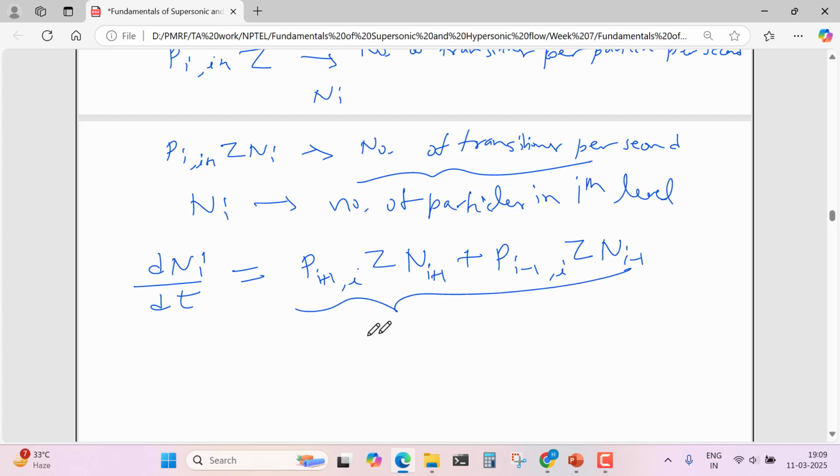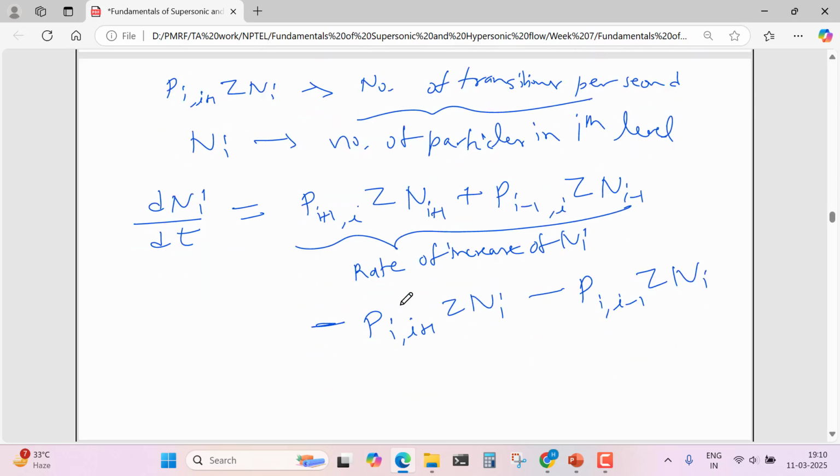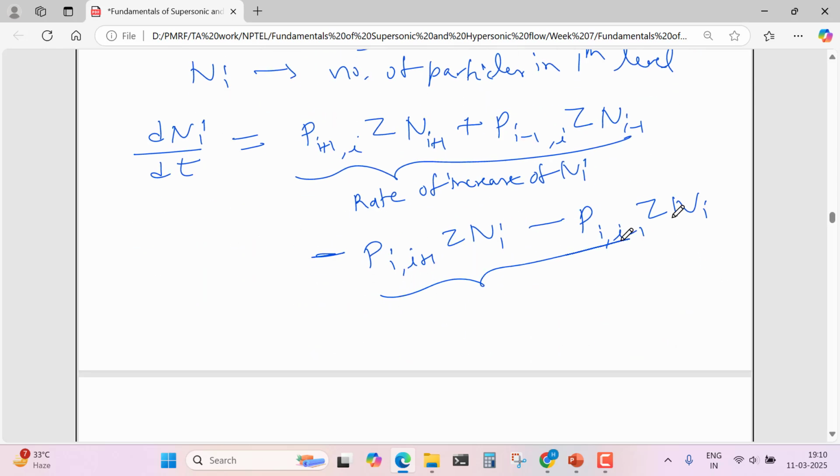So this will increase the number of Ni. So this is the rate of increase of Ni. It will be minus P(i,i+1) Z Ni minus P(i,i-1) Z Ni. This will be the rate of decrease of Ni.